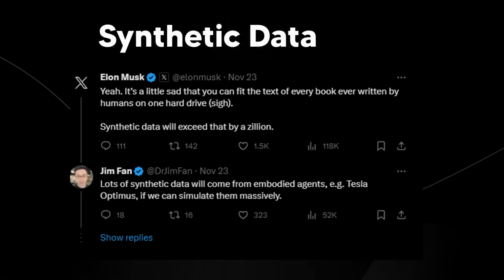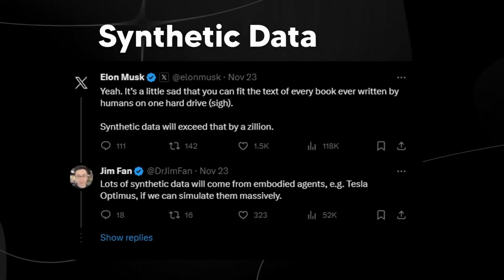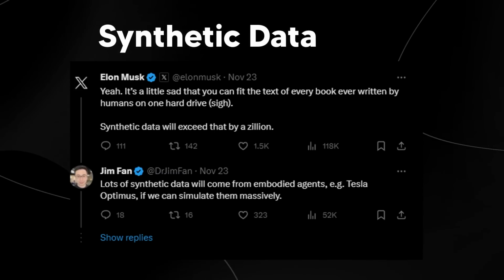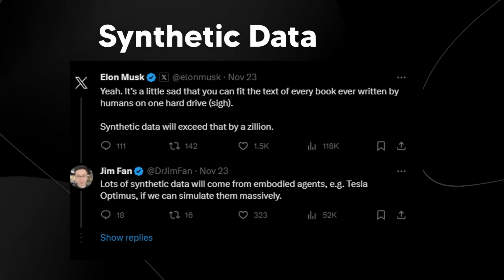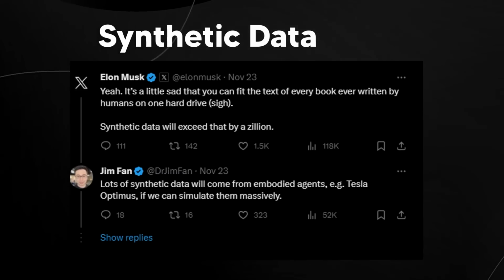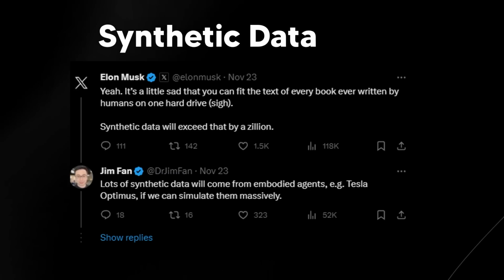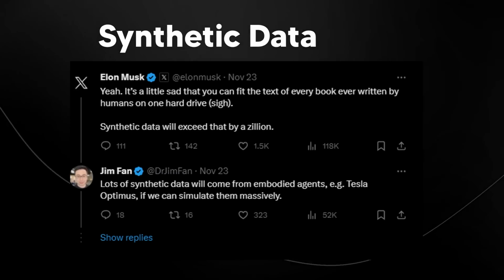Certain pieces of data do eventually hit their limits. I mean, we haven't hit the limits yet, but if we are going to get to AGI or even ASI, we aren't going to be training just on what humans have done, because you can literally fit what humans have done on one hard drive.